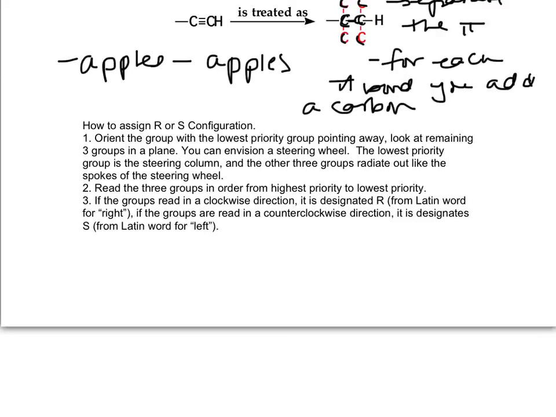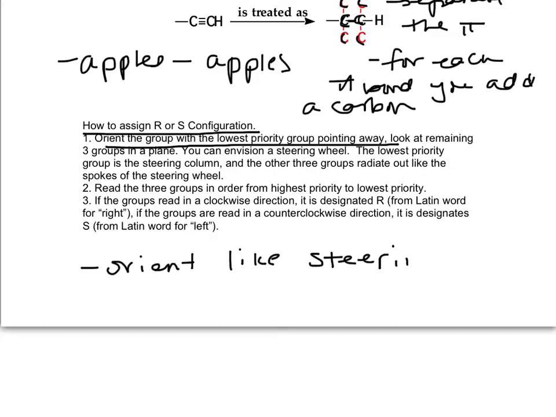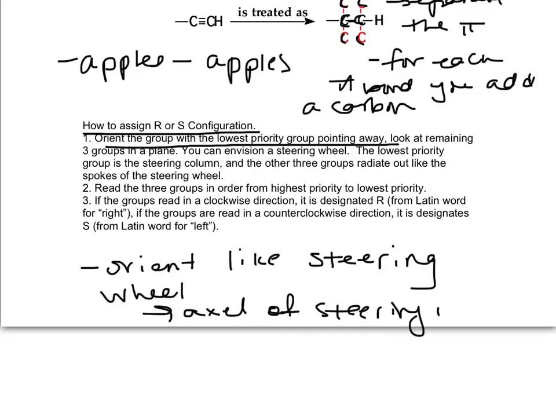In order to assign R and S configuration, you want to orient the group with the lowest priority pointing away from you. You're going to orient this like a steering wheel, so that the axle of the steering wheel is pointing away from you.